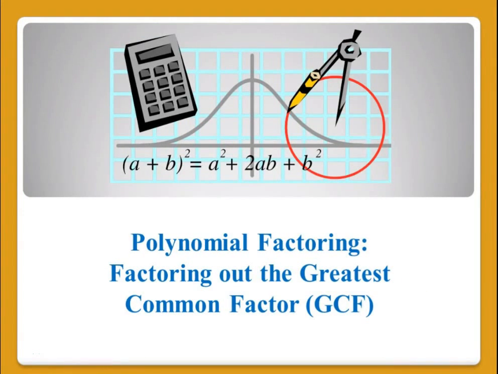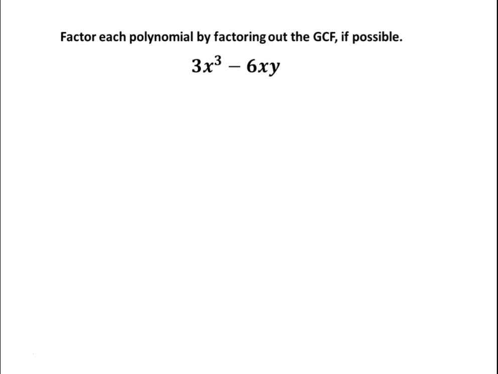Now that we know what a greatest common factor is and how to find it, we need to talk about what to do with that greatest common factor once we find it. So now we're going to get into actually factoring some polynomials. All right, so here's an example. Let's factor each polynomial by factoring out the greatest common factor possible.